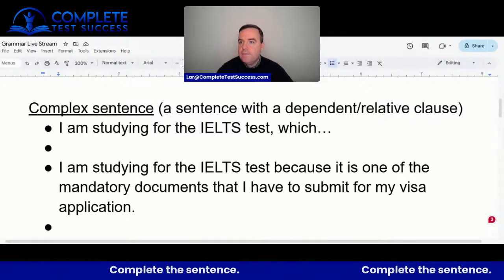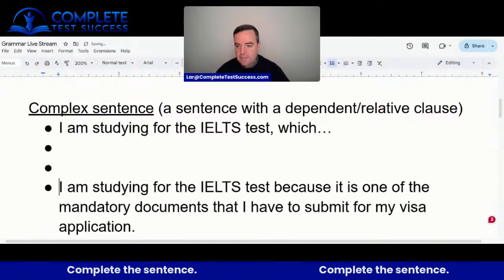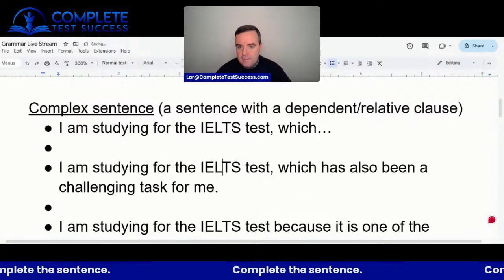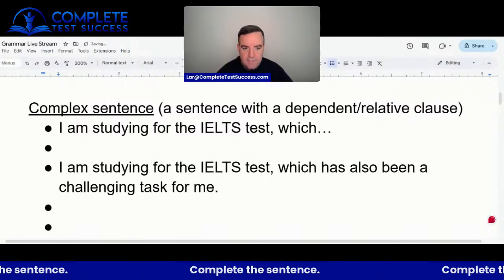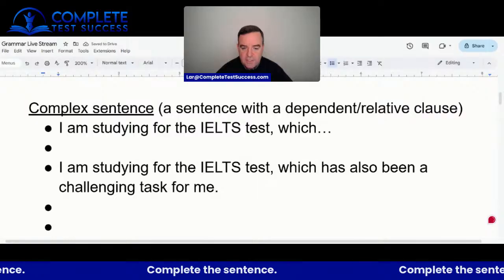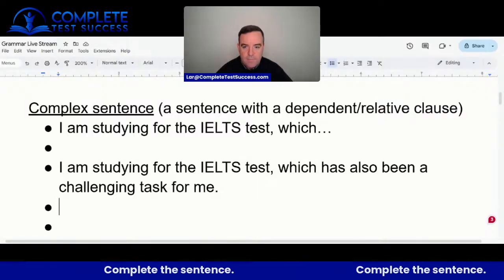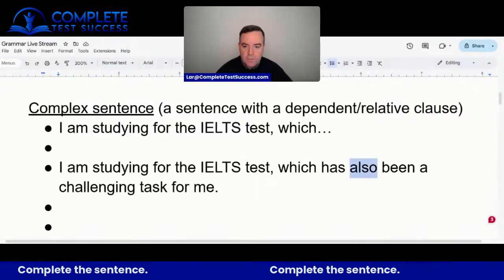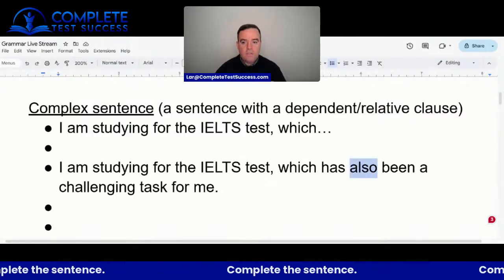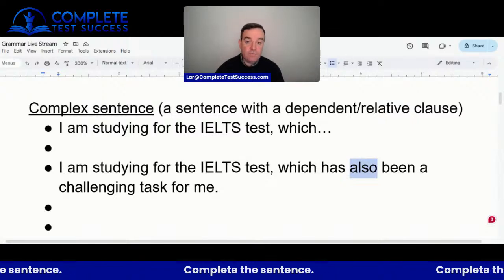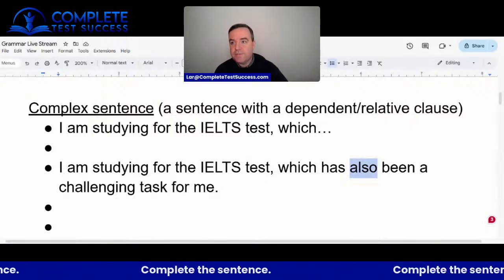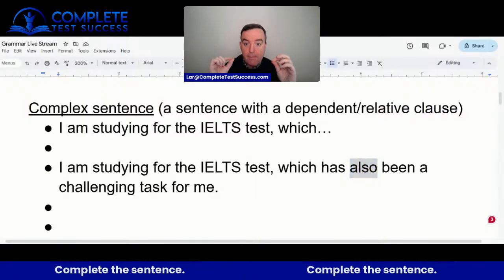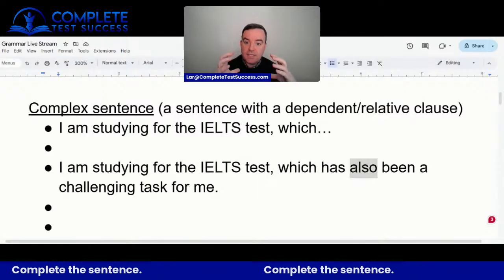All right. So Reza says, I'm studying for the IELTS test, which has also been a challenging task for me. Good. So I would remove the word also because we didn't say this would have to be the second challenging task that you've mentioned. Now, this is one of the problems when we're studying grammar, especially with just one sentence at a time. We don't have the context, right?